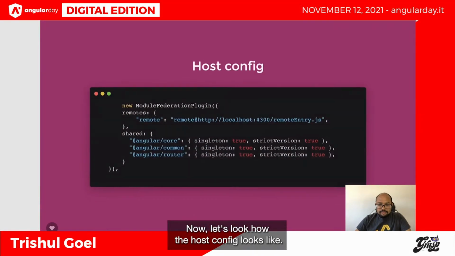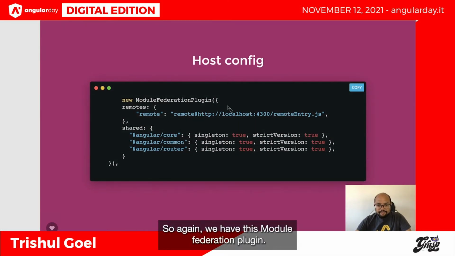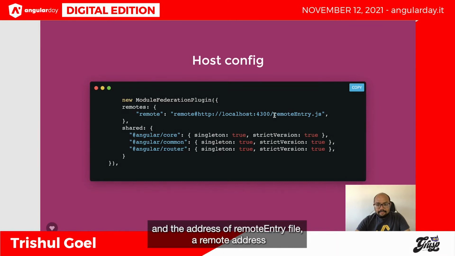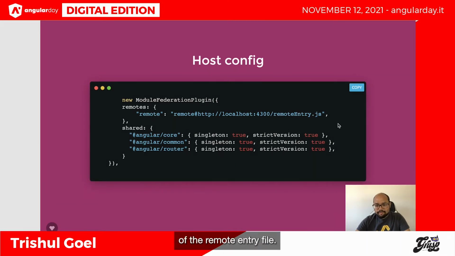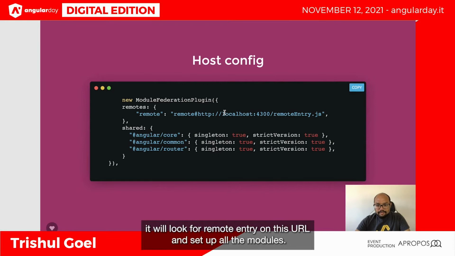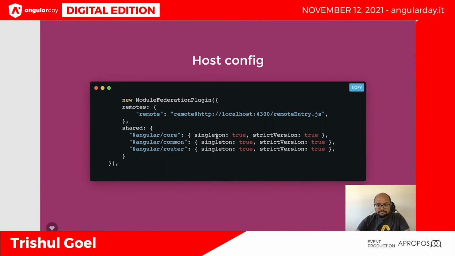Now let's look at how the host config looks. So again, we have this module federation plugin. Here we need to define the remote, the same namespace which we use to expose, and the address of the remote entry file. So whenever this application fires up, it will look for remote entry on this URL and set up all the modules. And again, we need to define what modules we will be allowing to share from Appshell.